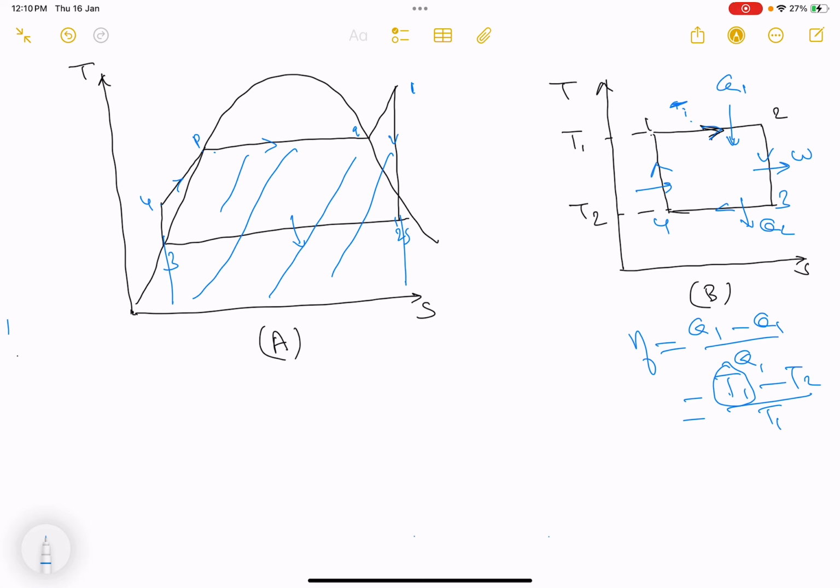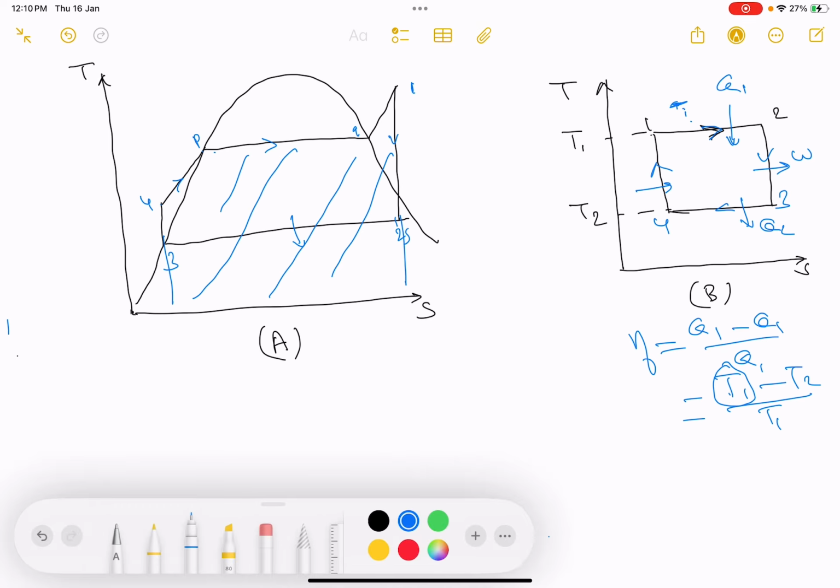Now we want to find out the quality of this heat. How do you find out the quality of it? You have to find out at what temperature heat is added. But here the temperature is changing, so it's not constant. So we should find out the average temperature at which heat is added. To do that, we will imagine that the heat is added at constant temperature, but the same amount of heat is added.